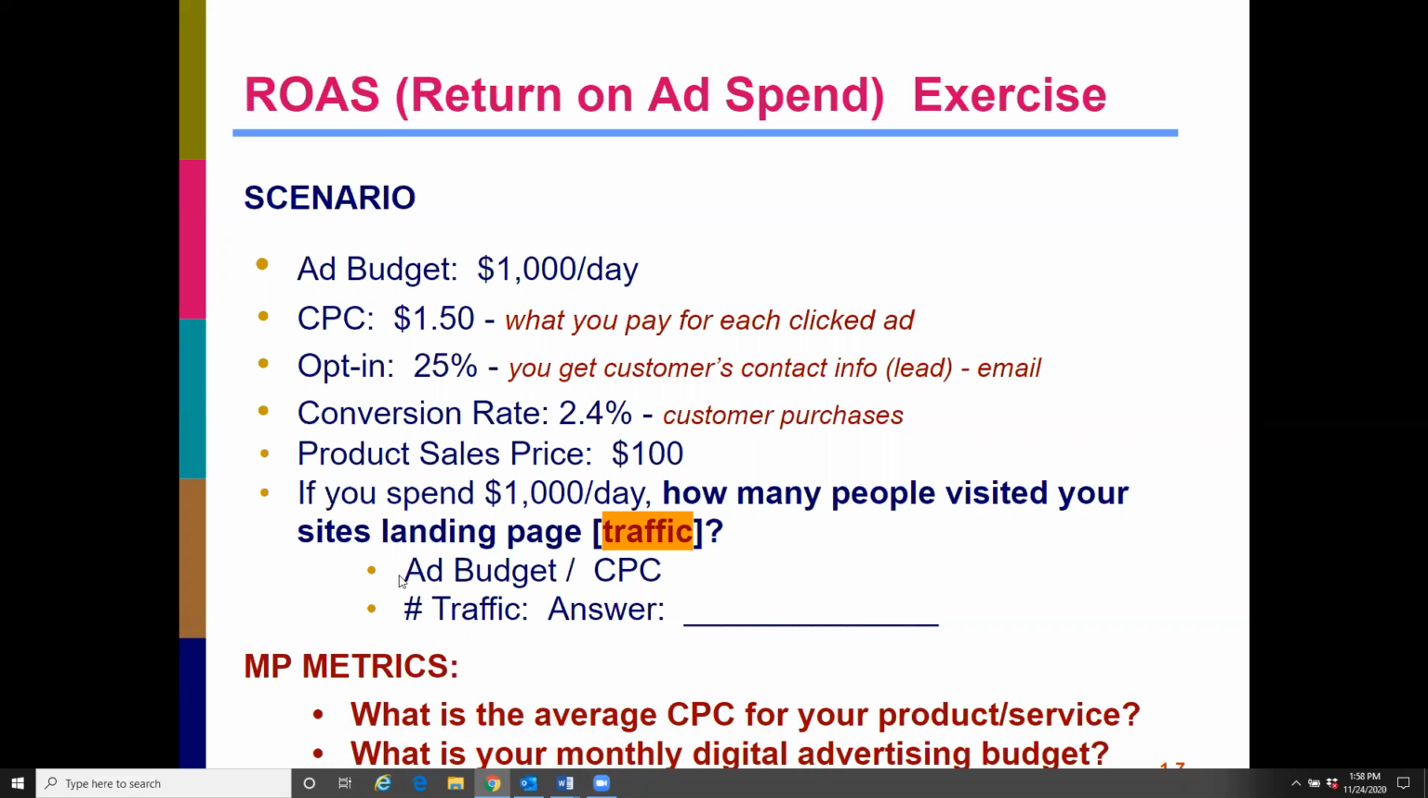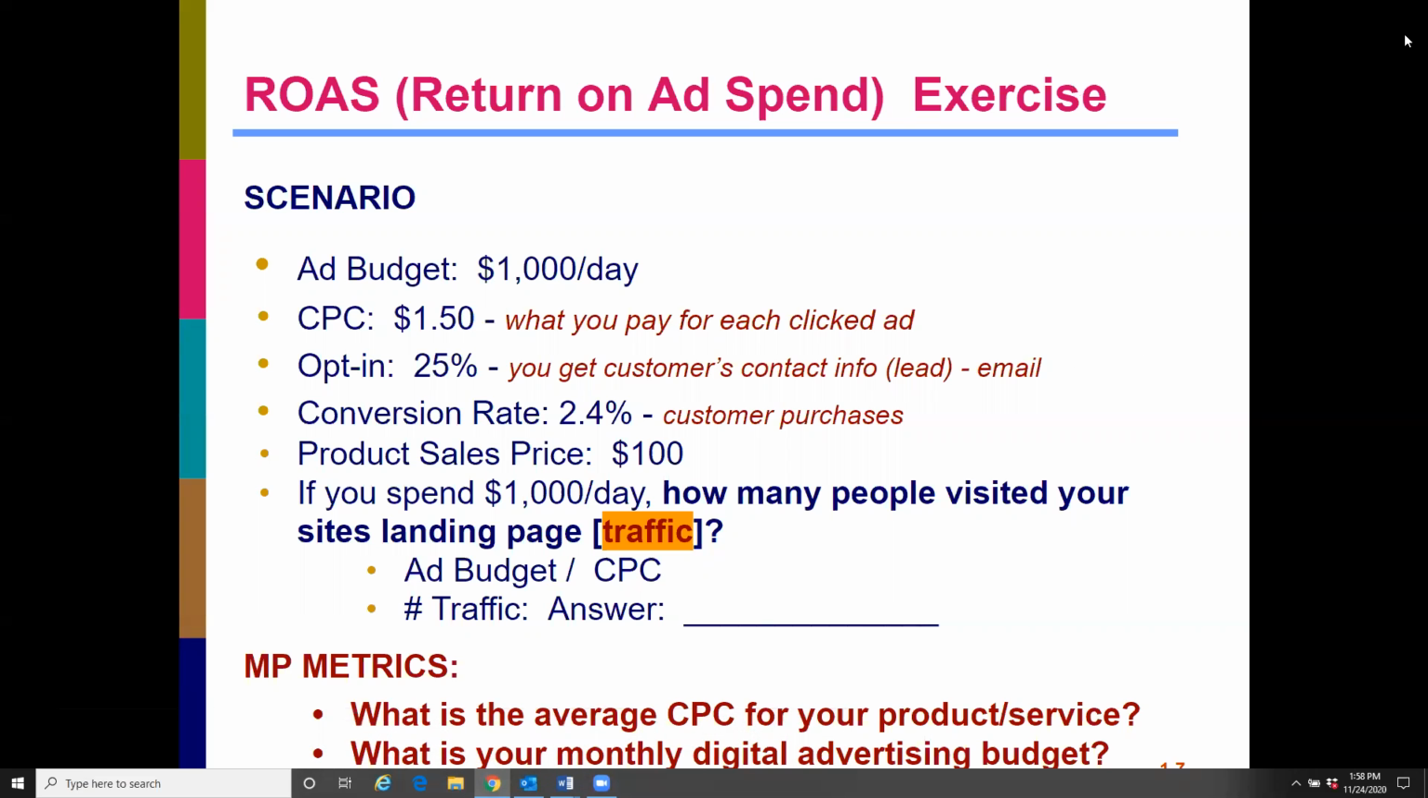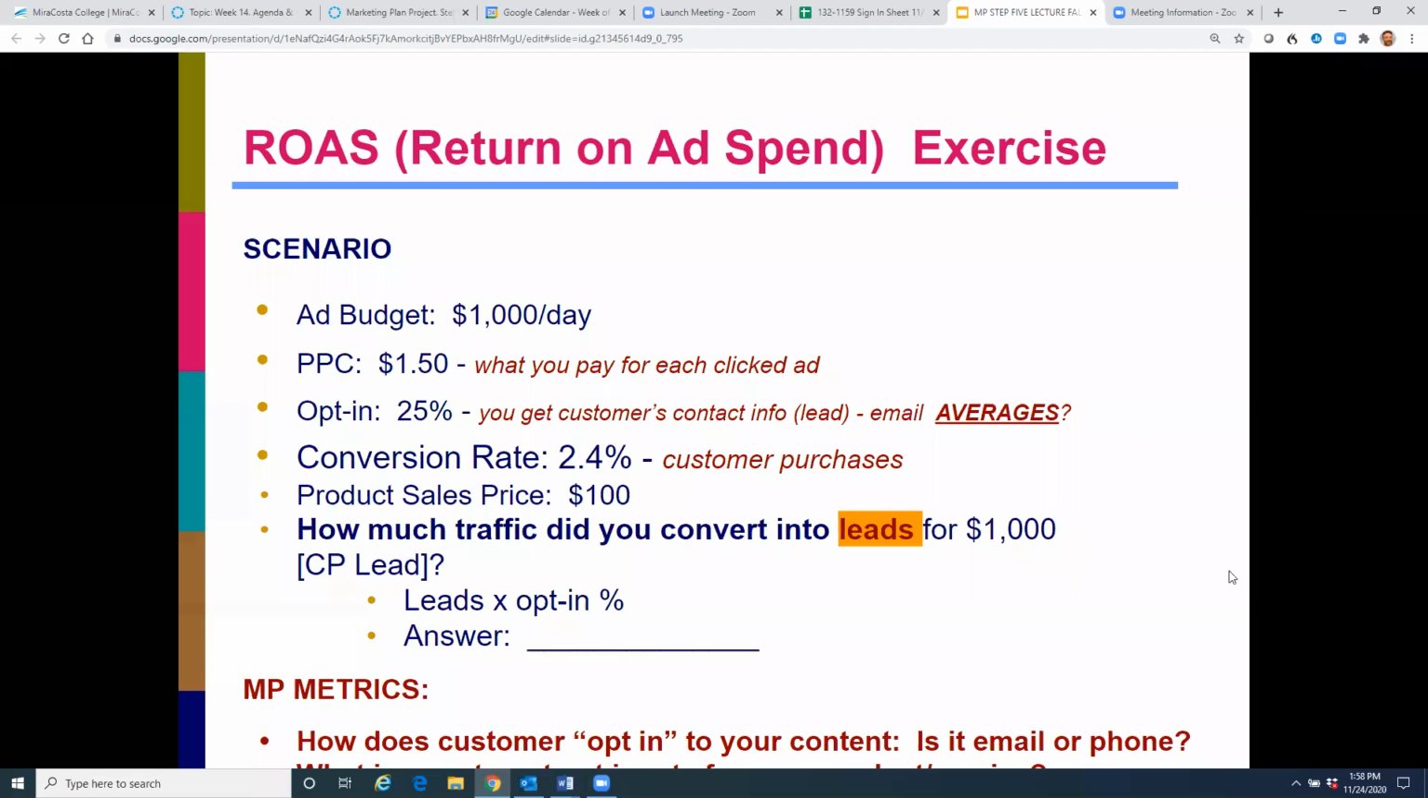Hang on, let me check that number because I actually need to check. Yeah, it'd be 1,000 divided by 150. And I didn't do my math yet on these, so let me exit this.